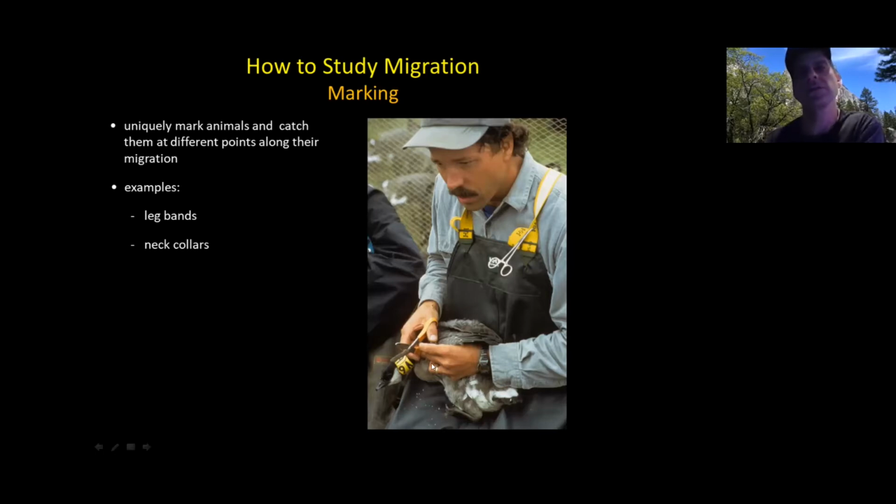Here you can see this is on a cackling goose in Alaska. These have an advantage over leg bands in that the animal does not have to be recaptured. You don't have to have it in hand to identify. The numbers can be read from a distance with either binoculars or a spotting scope.